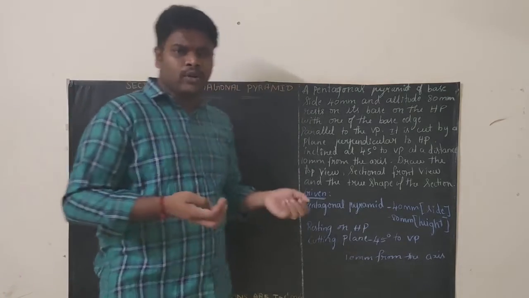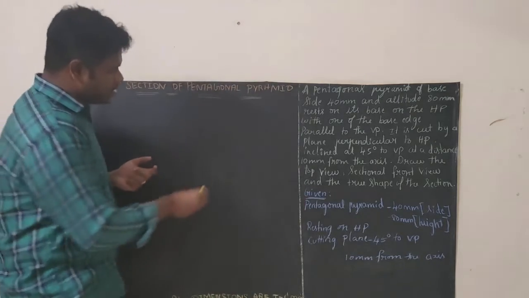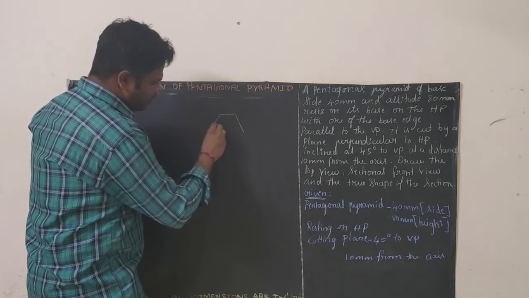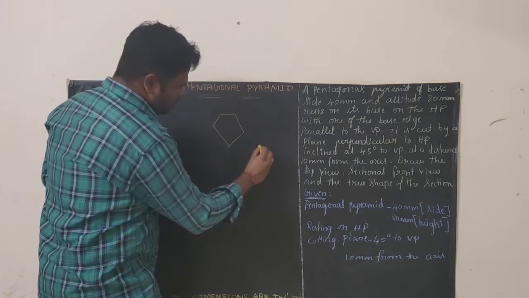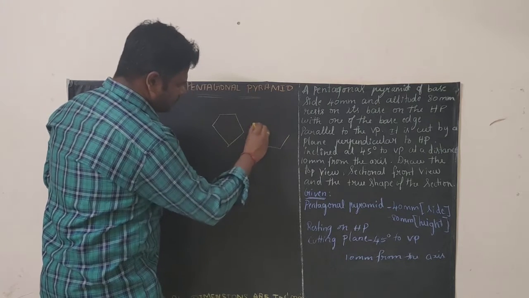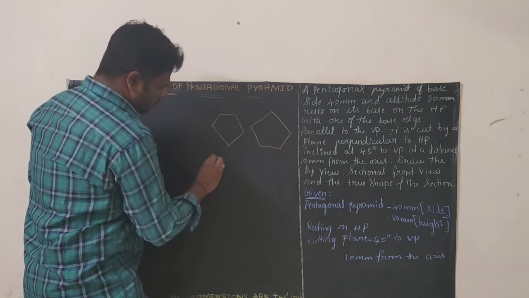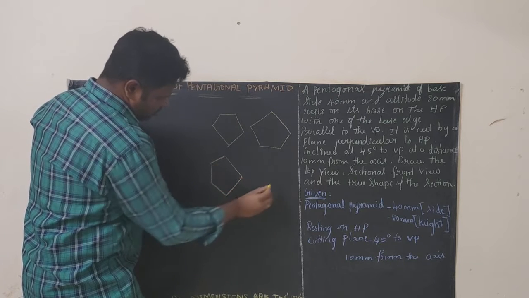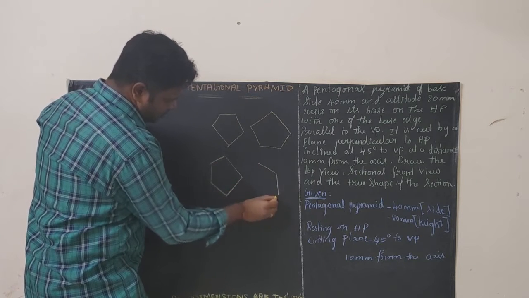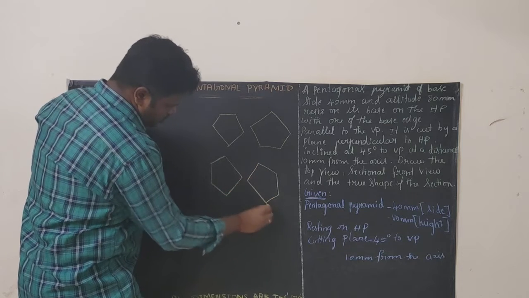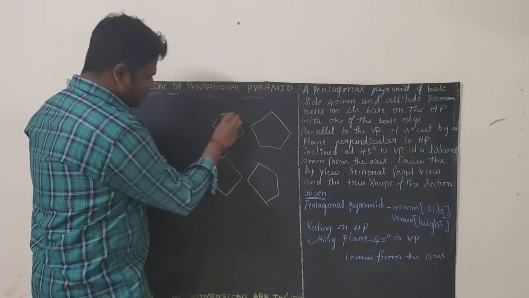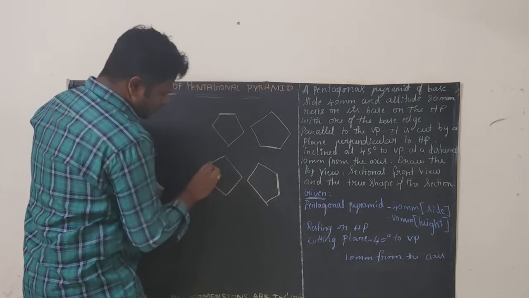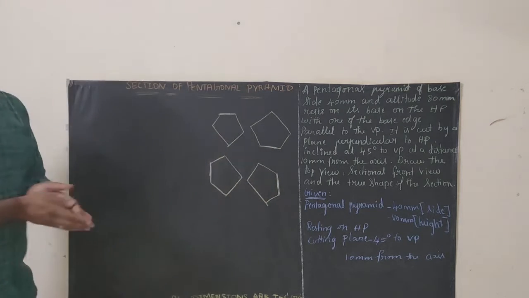So the pentagon can be drawn in these number of ways. That is, you can keep the base here. This is the base of the pentagon. You can draw the pentagon like this. You can draw the pentagon like this. And you can draw the pentagon like this. You can draw the pentagon in this manner also. So in all these cases, this is your base side, this is your base side, this is your base side, and this is your base side. These are the number of ways we can draw the pentagon.